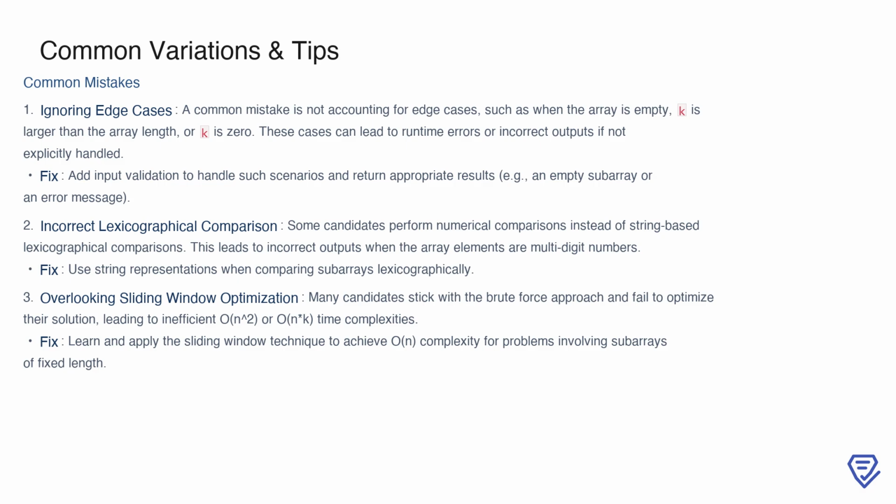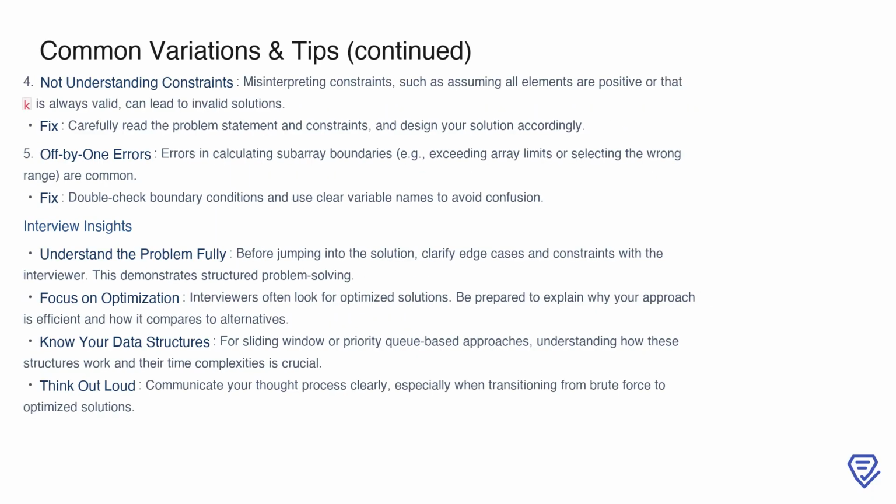Finally, many candidates rely on brute force methods and fail to optimize their approach. This can lead to high time complexities, like n² or n*k, which are inefficient. Instead, you should leverage the sliding window technique, which reduces the time complexity to n, and is well suited for problems involving fixed-length subarrays.